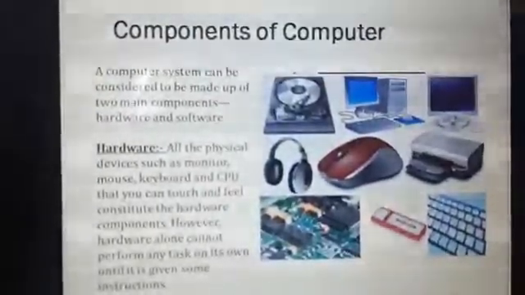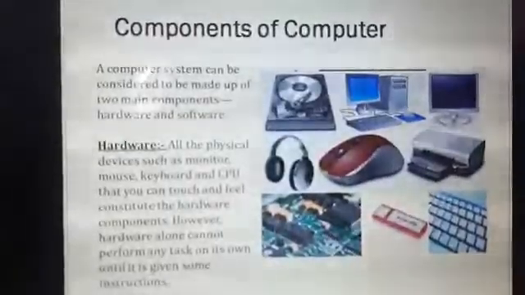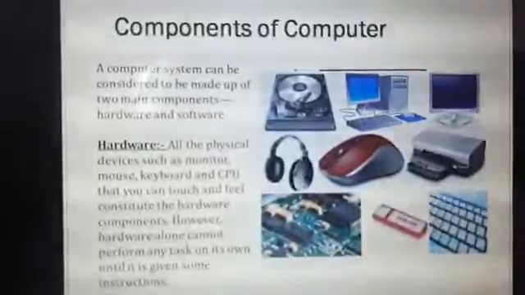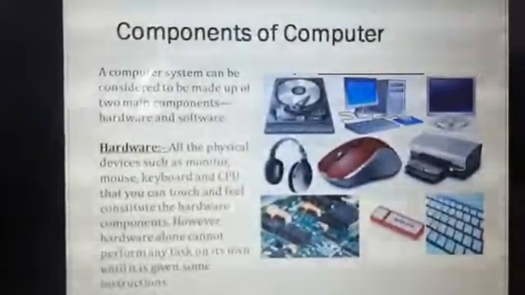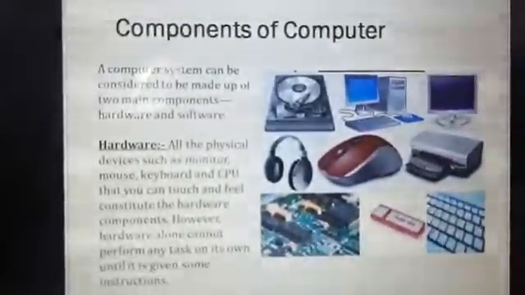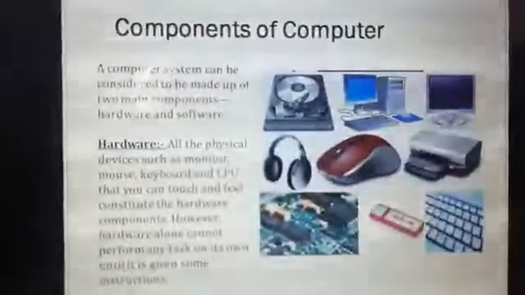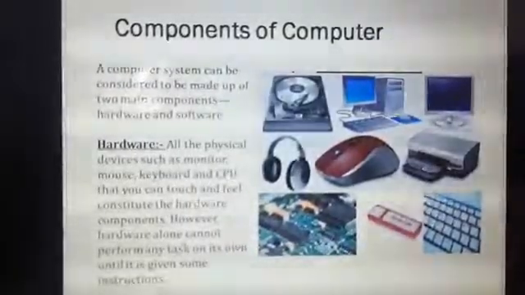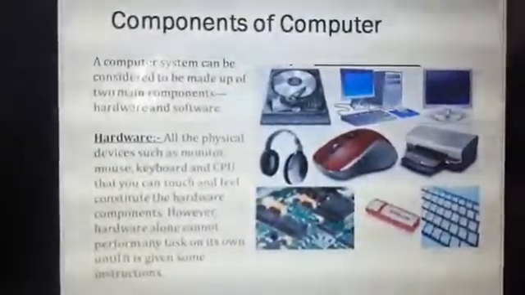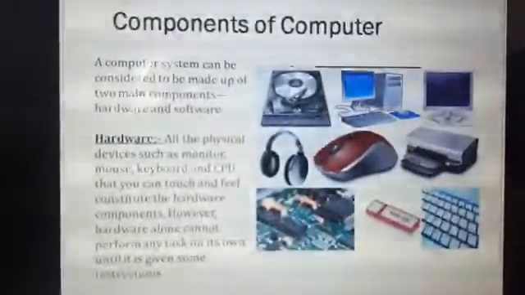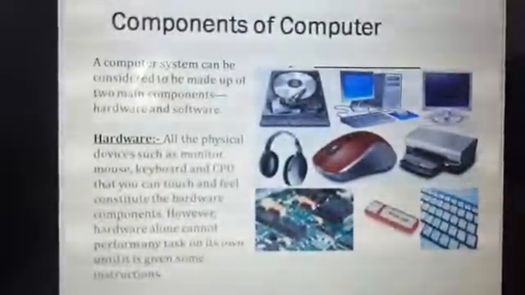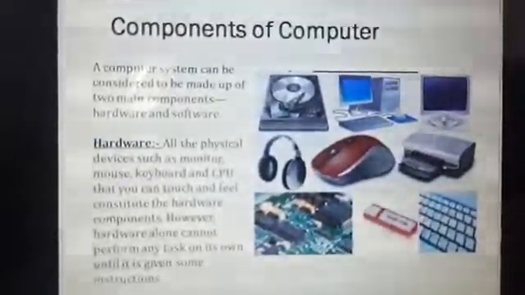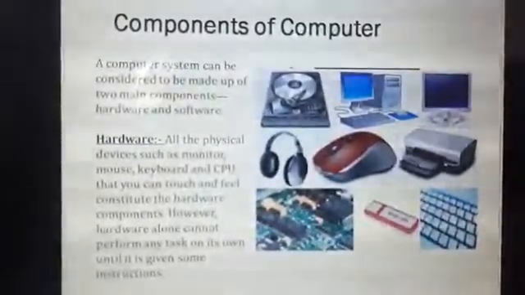A computer system can be considered to be made up of two main components: hardware and software. Hardware is what we can see and touch, which we can feel. All physical devices such as the monitor, mouse, keyboard, and CPU that you can touch and feel constitute the hardware components. See in the pictures, dear students.